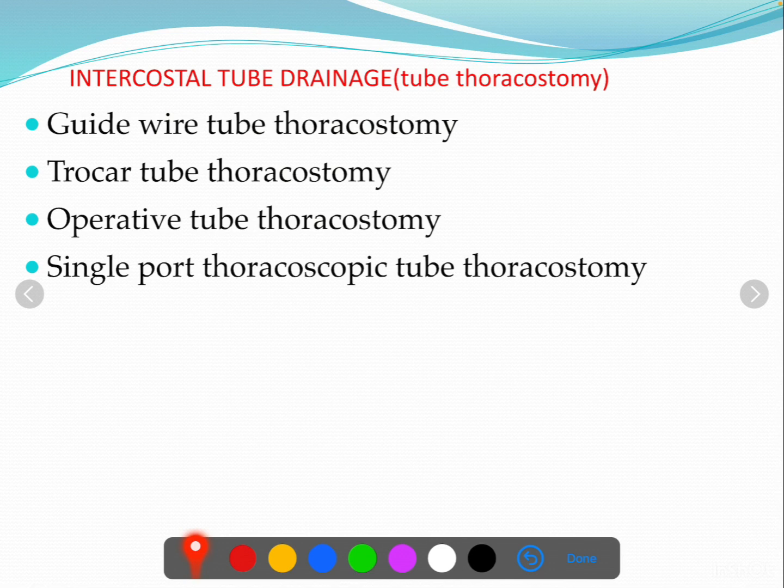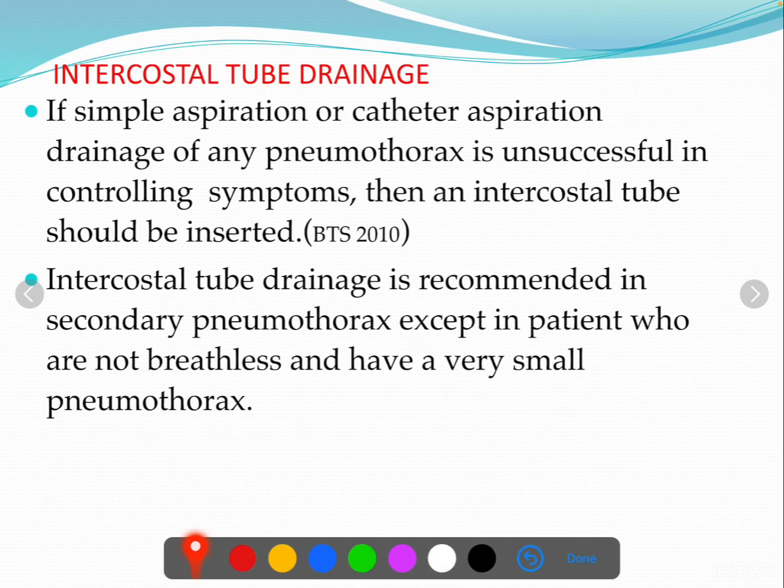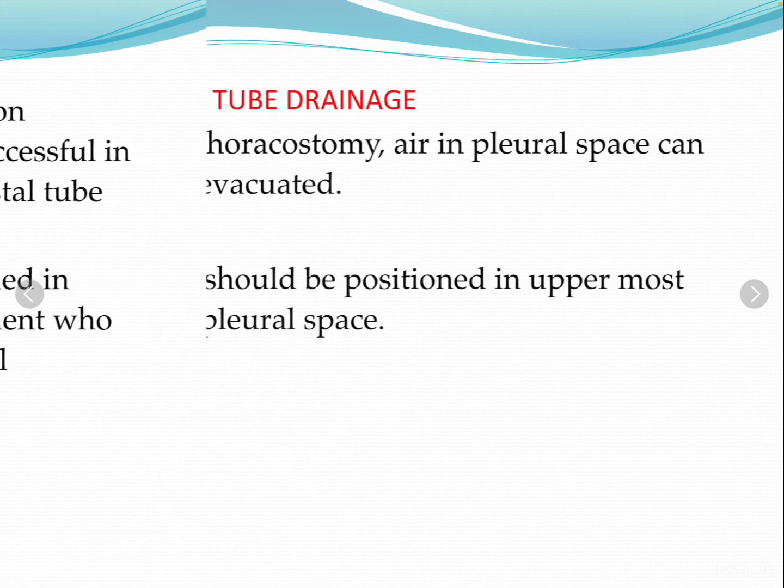Then they are talking about the intercostal drainage tube, which is known as tube thoracostomy. Very, very important. It could be a guide wire tube thoracostomy, trocar tube thoracostomy, operative tube thoracostomy, or single port thoracoscopic tube thoracostomy. So what is intercostal tube drainage? If simple aspiration or catheter aspiration drainage of any pneumothorax is unsuccessful in controlling the symptoms, then an intercostal drainage tube is inserted. Intercostal tube drainage is recommended in secondary pneumothorax except in patients who are not breathless and have a very small pneumothorax. Otherwise, in all patients with secondary pneumothorax, we perform intercostal tube drainage.